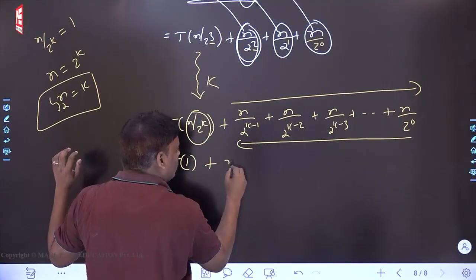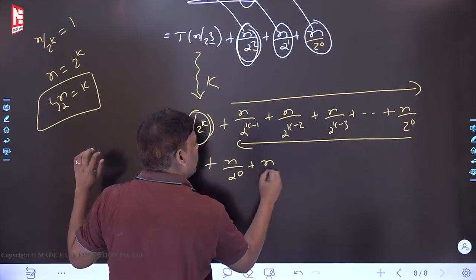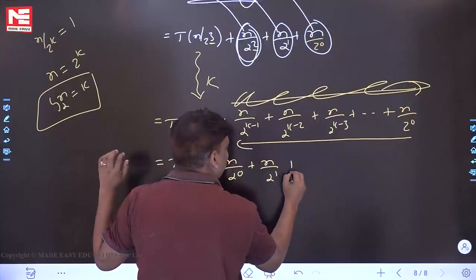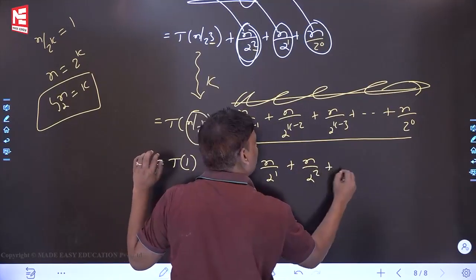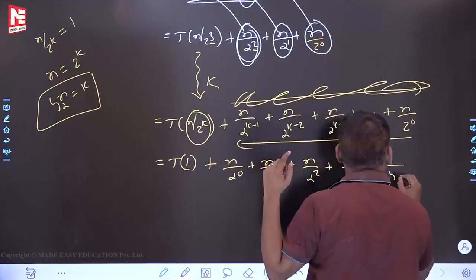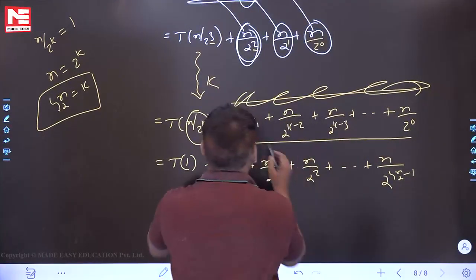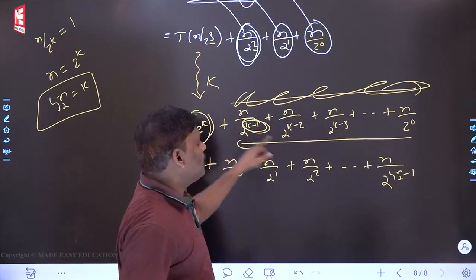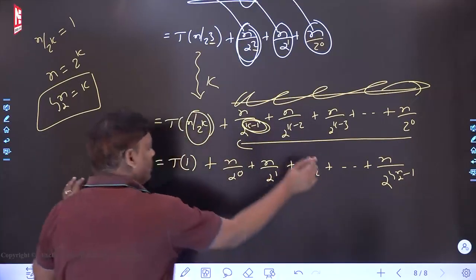Let me write reverse order: n by 2 power 0, n by 2 power 1. I am writing reverse order. Both are same. Next one, n by 2 square and so on. What is the last one? N by 2 power, what is the k? Log n base 2 minus 1. It is the k minus 1. K is log n base 2, right? Replace k by log n base 2, same thing. I wrote it in the reverse order.